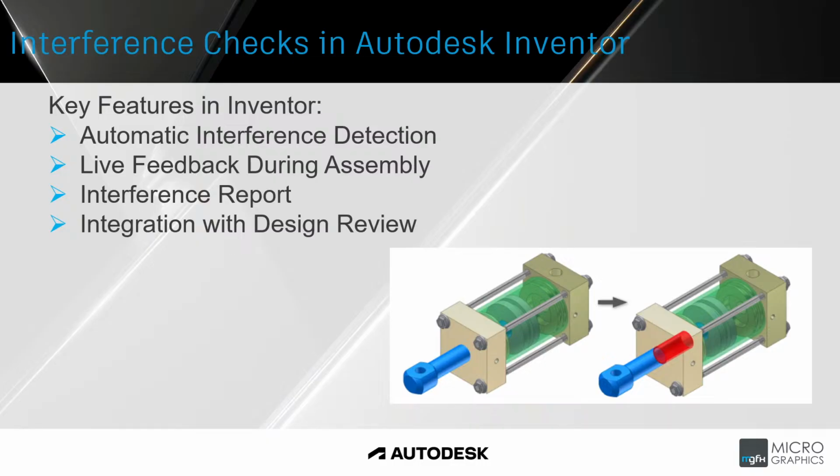While inserting or constraining parts, Inventor provides real-time visual cues if components clash. This prevents errors before constraints are finalized. Your interference report. Inventor also generates a small summary report that details all your detected interference, and this can be saved and shared for design reviews. So you will be able to send this, for instance, to your engineer.